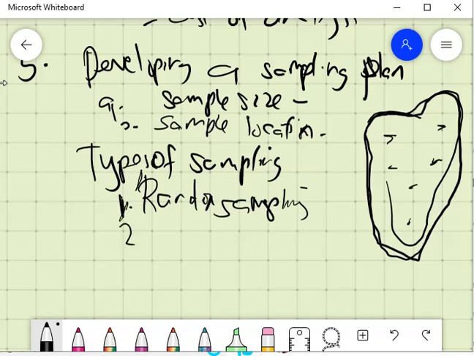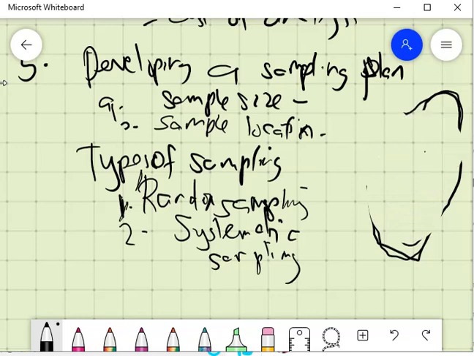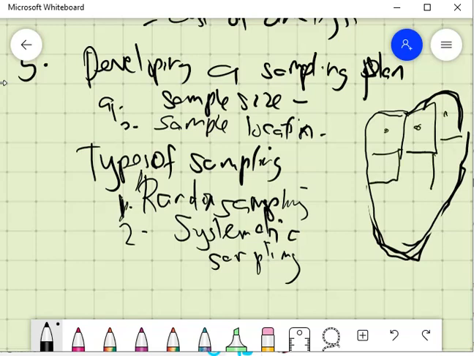Okay? And then we have systematic sampling. For example, same location. Ang systematic sampling is like, for example, every 1 by 1 box. Every 1 meter by 1 meter, magkuha ko sa center. So that's a systematic sampling, right?